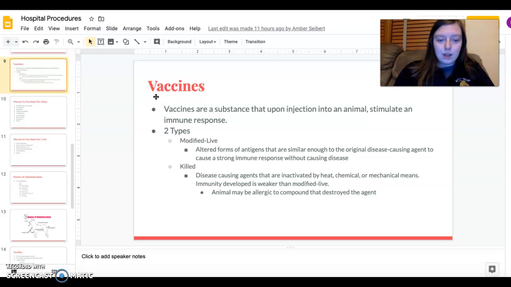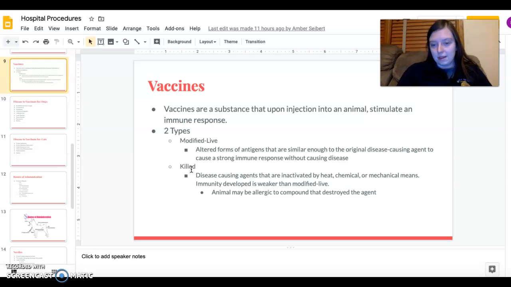The killed type of vaccine uses disease-causing agents that are inactivated by heat, chemical, or mechanical means. That means they kill off that bad disease-causing agent. Immunity with these is going to be weaker than with the modified live type. So again, with the modified live type, you have a better chance at fighting off a disease that might come your way.